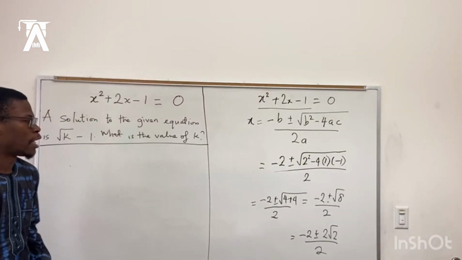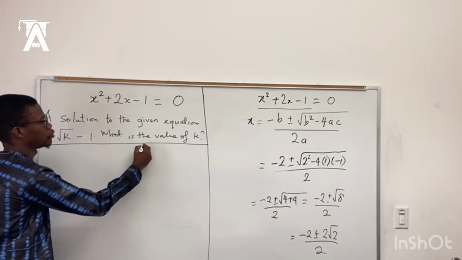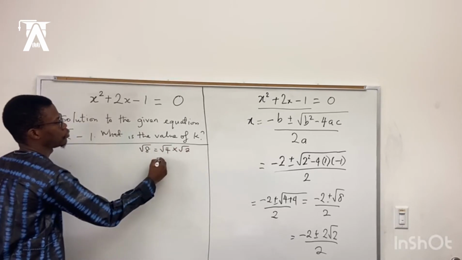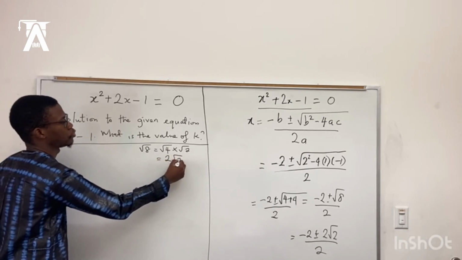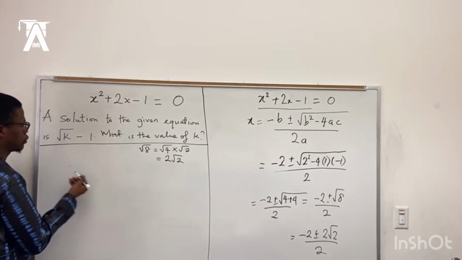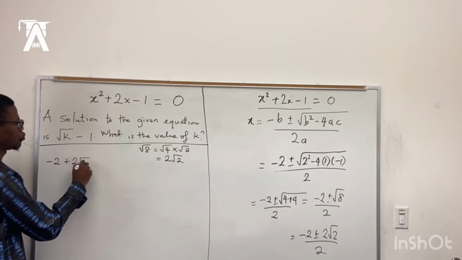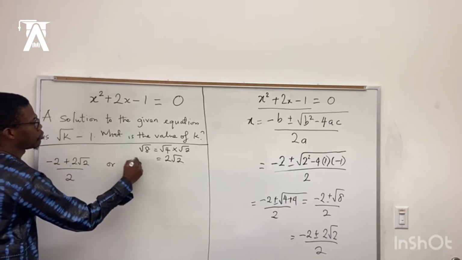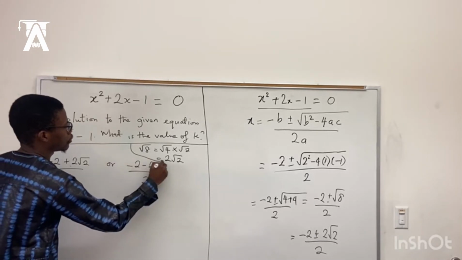So quick one. How did I get 2 root 2 from root 8? Remember, root 8 is the same thing as root 4 times root 2, which is square root of 4 times square root of 2. So square root of 4 is 2, giving 2 root 2. That's how I got that. All right, so we continue. So that becomes negative 2 plus 2 root 2 divided by 2, or negative 2 minus 2 root 2 divided by 2. Let me separate this here.